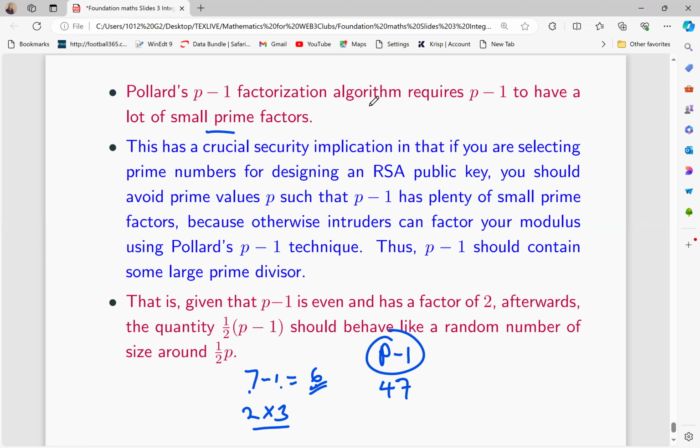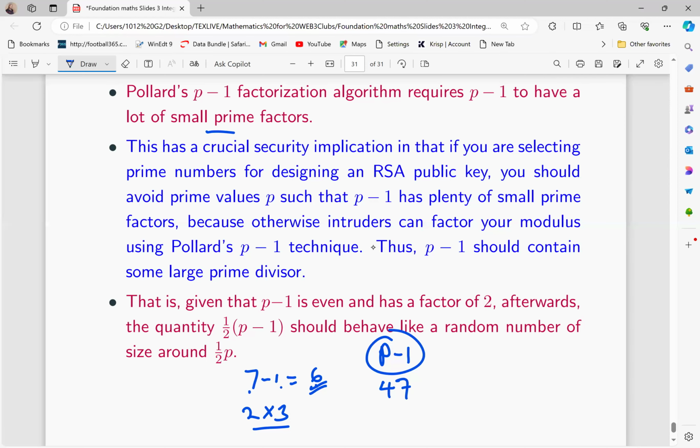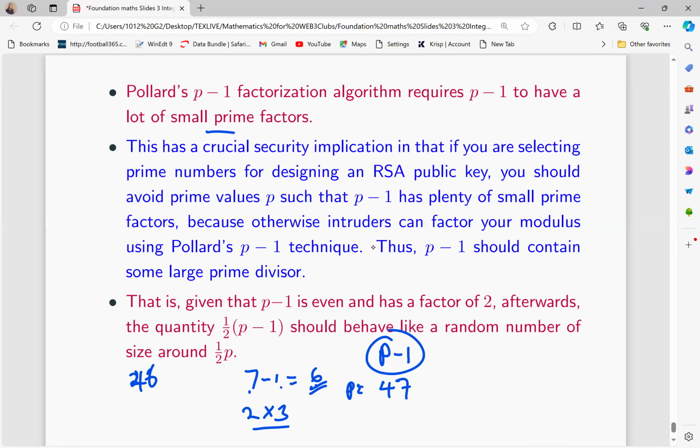What is P minus 1? Supposing this is my P. What is P minus 1? P minus 1 is 46. What are the factors of this number? 2 goes here 23 times. So you can see I have 2 and then 23. There are no other small prime factors. I don't have 3, I don't have 7, I don't have 11, I have 23.